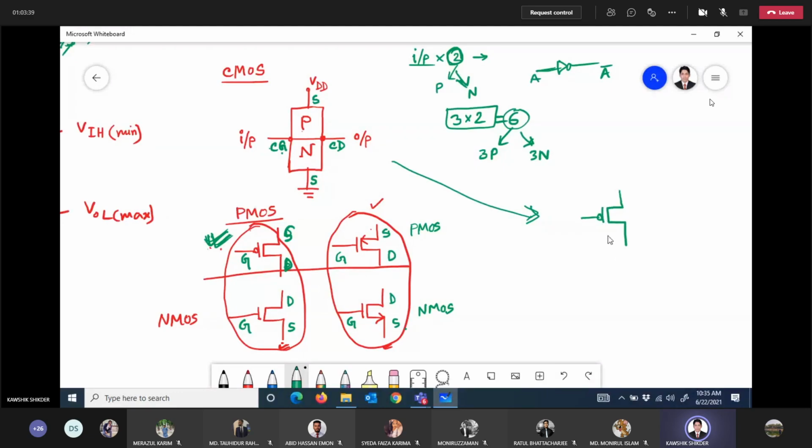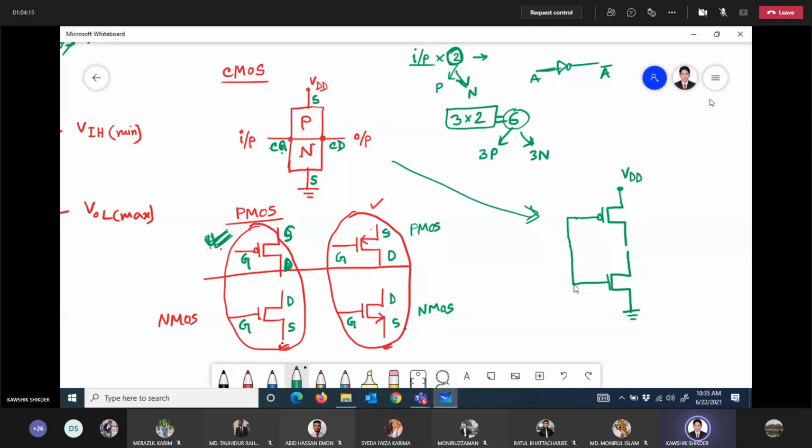Is it okay? The P MOSFET. Yes, sir. Then one is N MOSFET. Okay. So the source of the P MOSFET should be connected to which terminal? VDD. And the source of the N MOSFET should be connected to ground.